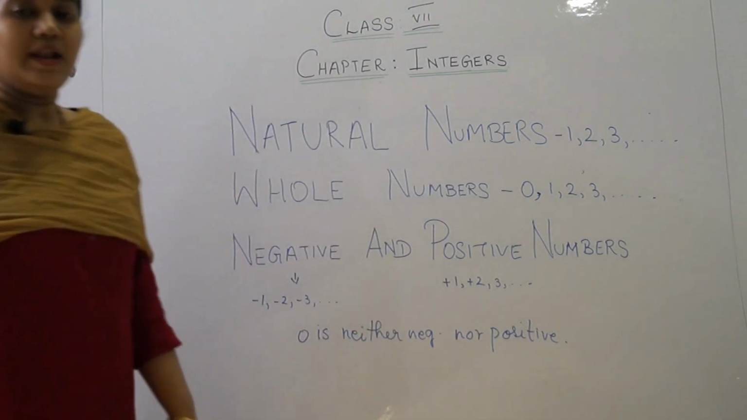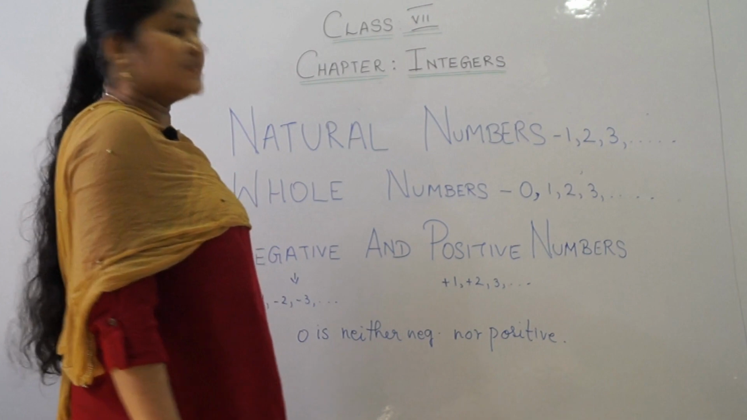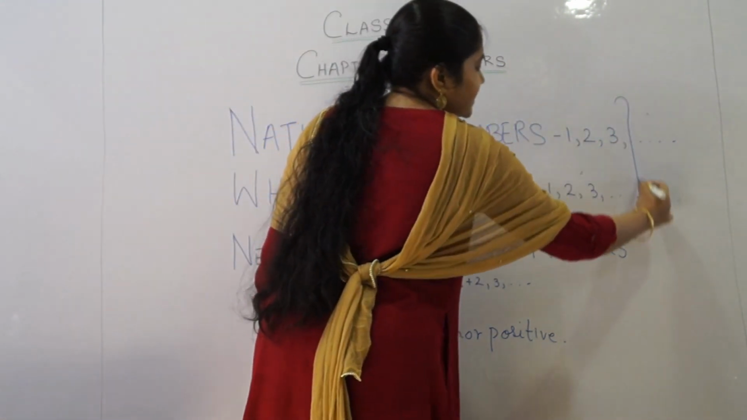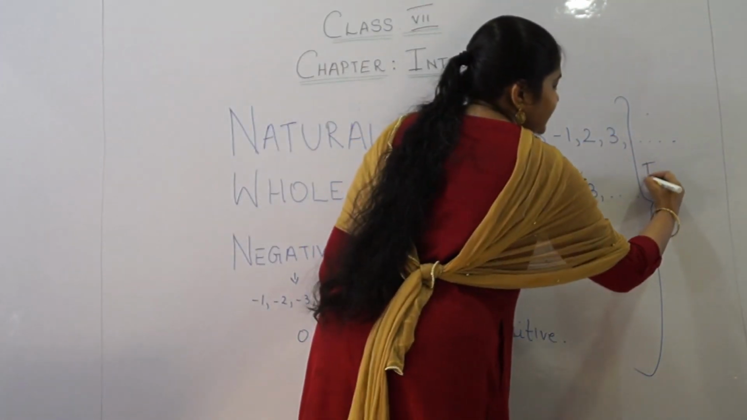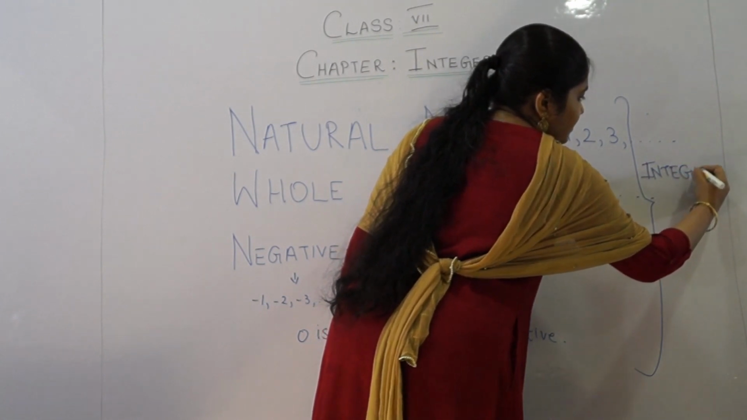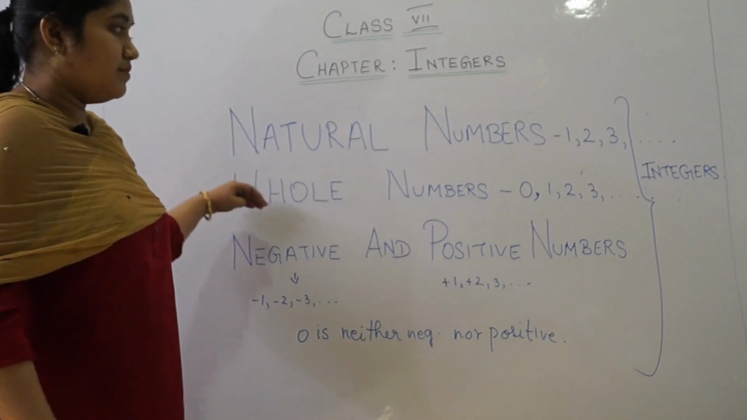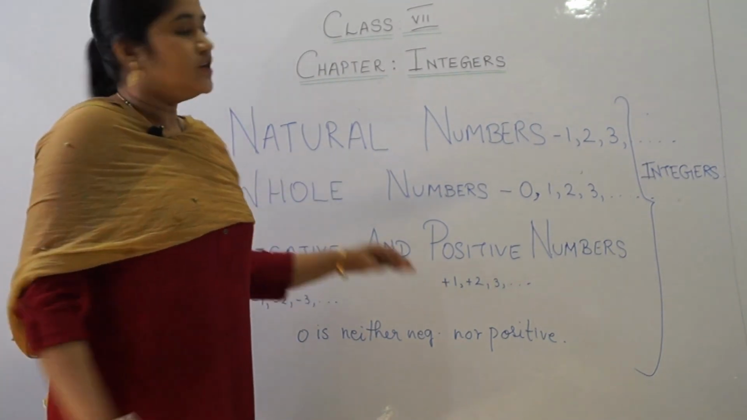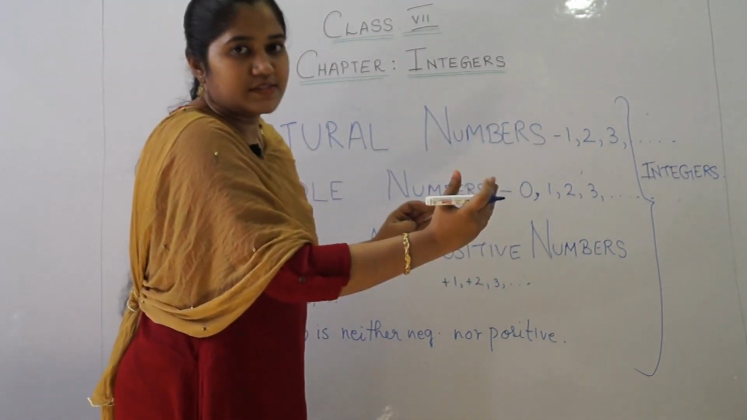So now let's get into integers. Okay, so now what are integers? Integers is nothing but all these numbers clubbed together. They are known as integers. So integers has natural numbers, the whole number 0 and negative and positive numbers. So this together is known as integers.